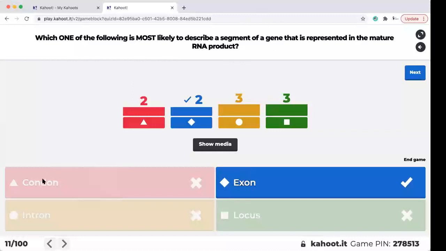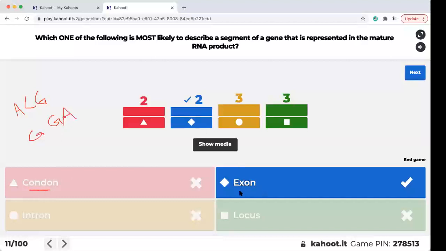Okay. What is the codon? The codon is just a triplet of bases that will code for a specific amino acid, for example A, C, G, or G, G, A. Any triplet that will code for a specific amino acid is called a codon. So this is not the correct answer.